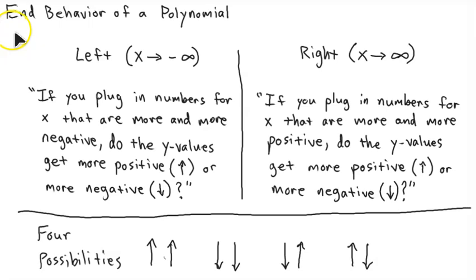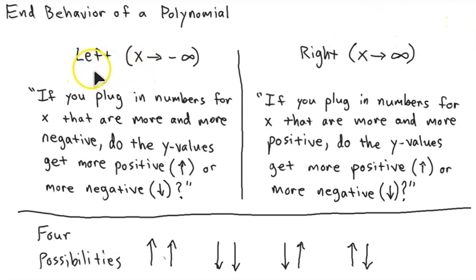We're now going to talk about what's called the end behavior of a polynomial. When we say end, we mean the negative infinity end and the positive infinity end, which aren't technically ends. It's just when we draw a graph, we have the left end of the graph and the right end of the graph. Okay, we call that end behavior.